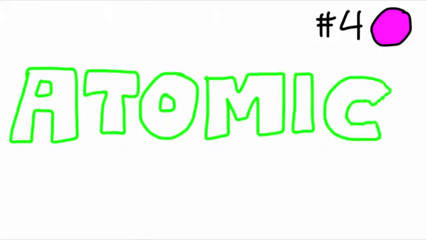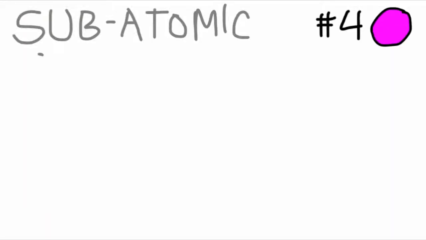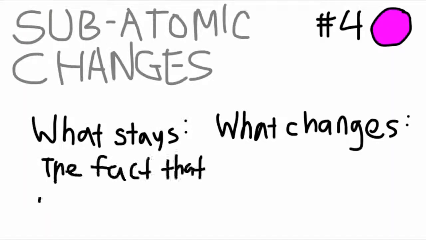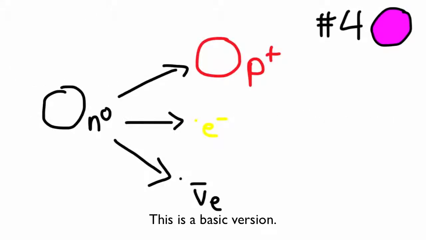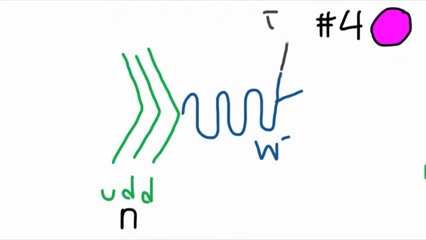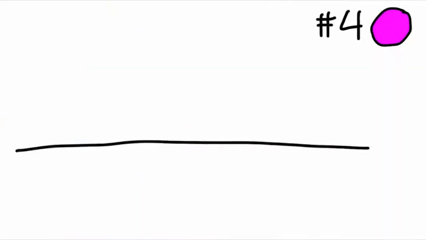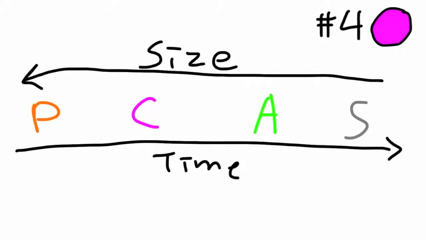Going to an even smaller level, we reach the subatomic level. Subatomic changes are when these subatomic particles themselves change. For example, a neutron can decay into a proton, an electron, and an anti-electron neutrino. We've gone from the very big to the very small.